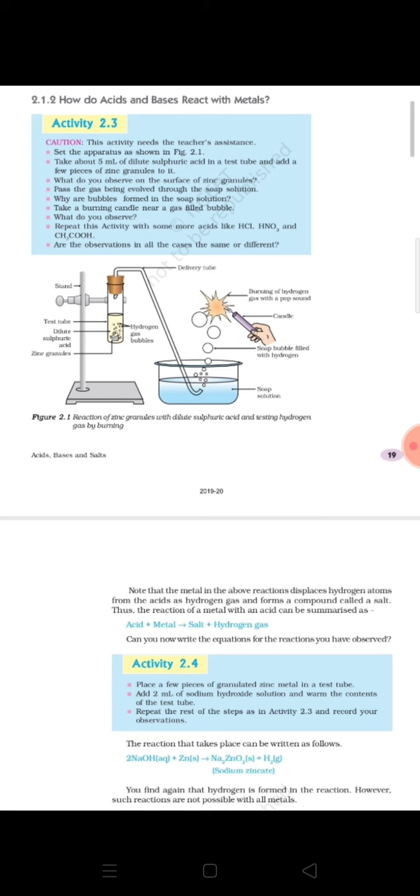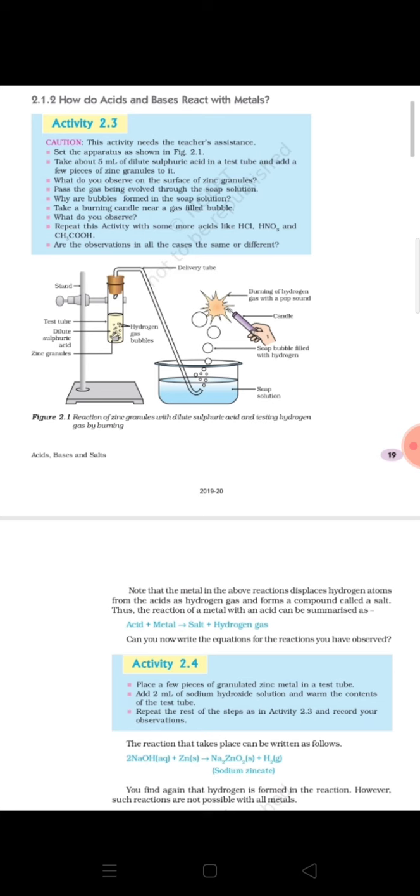Now a few more questions are given here. Repeat this activity with some more acids like HCl, HNO3 and CH3COOH. That means HCl and HNO3 are strong acids, and CH3COOH is acetic acid, which is a weak acid. So are the observations in all the cases the same or different? In all the cases you will find the same observation.